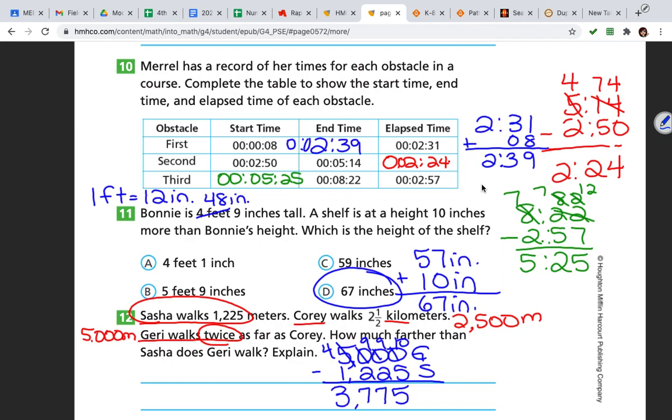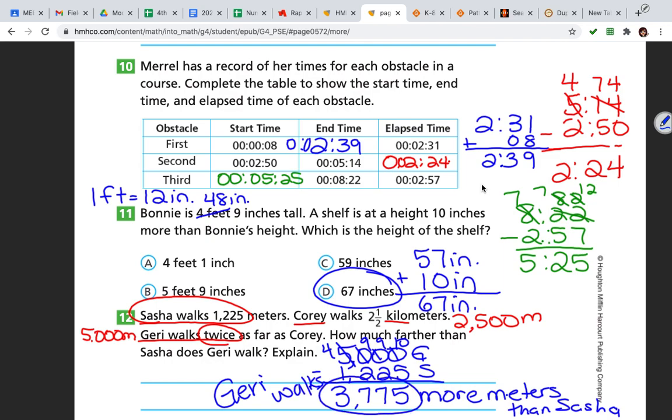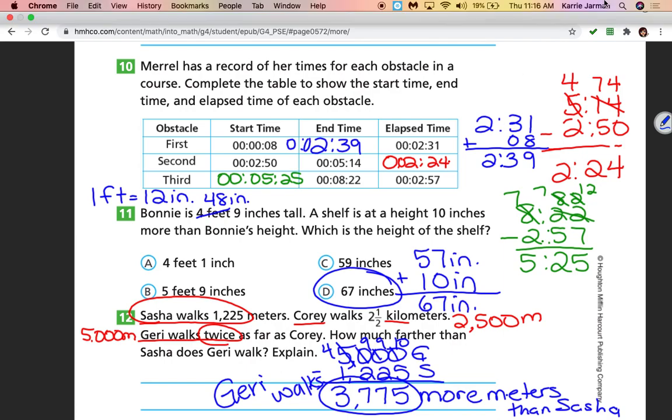So Gary walks 3,775 more meters than Sasha. So we had a lot of converting here. It's a lot of math today. That's it.